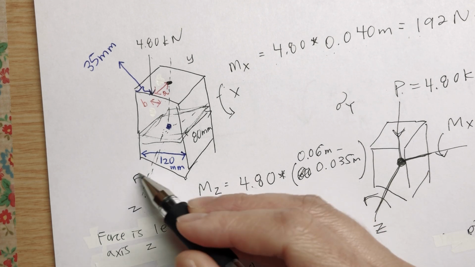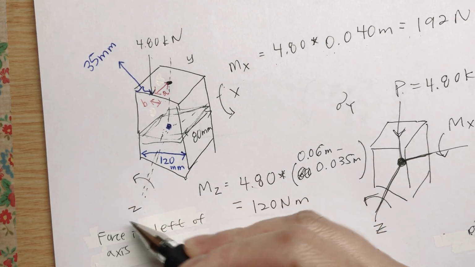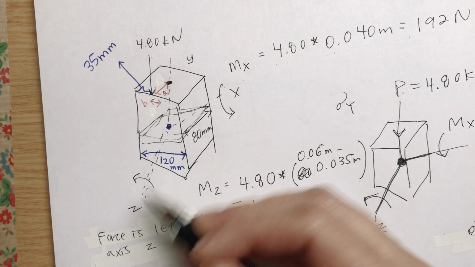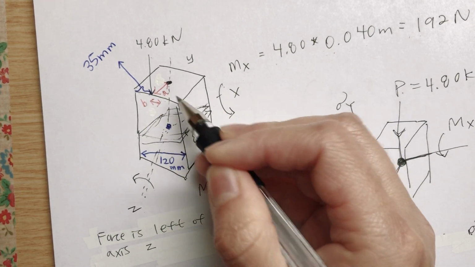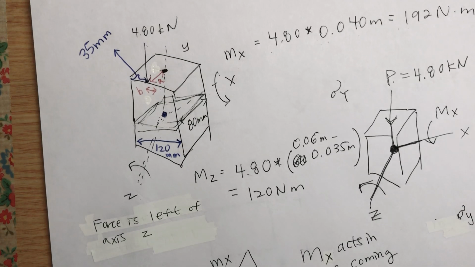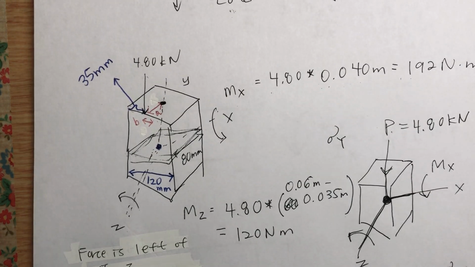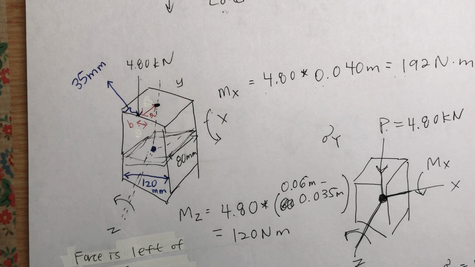Make sure you have the direction right. It's going like this, it's going left. Okay. So we have mx and we have mz. Now let's turn to slide 21.